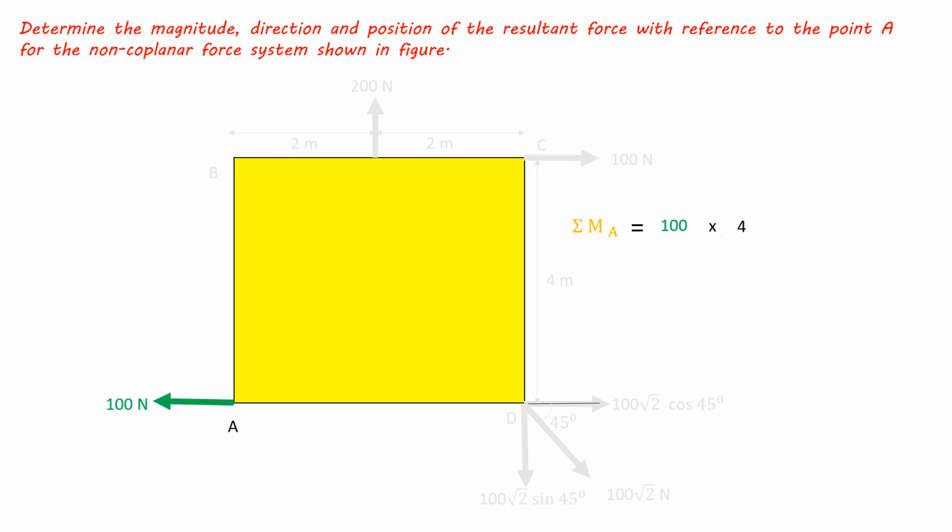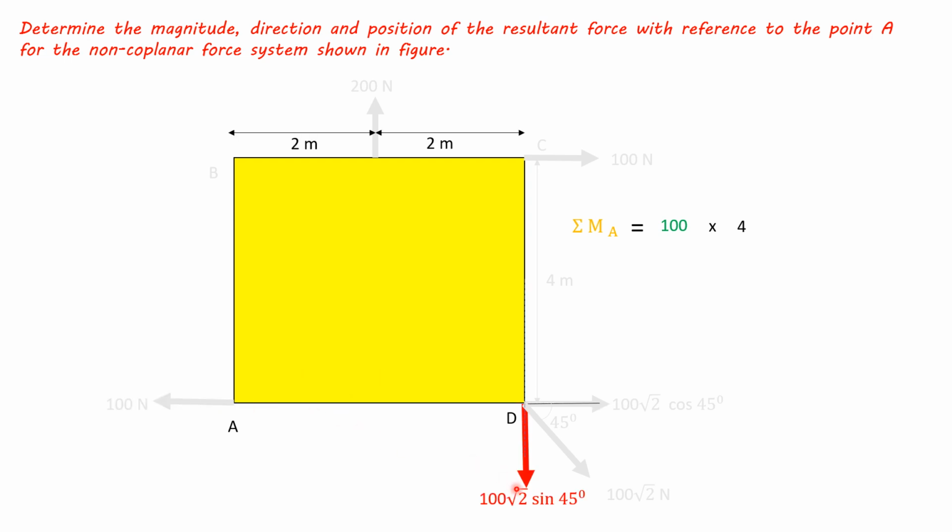So now consider this 100 Newton force. Its line of action is like this, and it is passing through point A. So its moment about point A is 0, as it is having 0 perpendicular distance about point A. So its moment about point A will be 0.